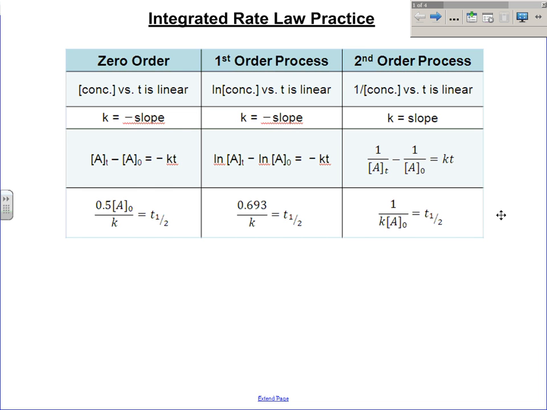Today we'll be looking at the Integrated Rate Law Practice Worksheet. So we'll be taking a look at how you go about solving the different things on this worksheet. Now, before we get into the actual questions, I want to take a quick look at an overview.